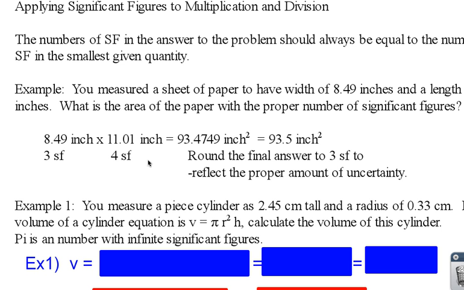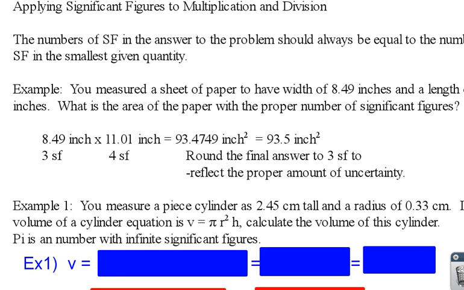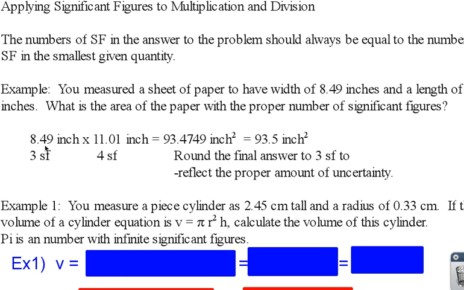The basic idea for multiplication and division is you look at the numbers you're multiplying and evaluate how many significant figures they have. So in this example, you have a piece of paper that's 8.49 inches for its width, and its length is 11.01 inches. That's 3 sig figs and 4 sig figs. Our calculator is going to give us this answer, which is far too accurate to match up with reality. We cannot say this answer and pretend that we know way more than we do.